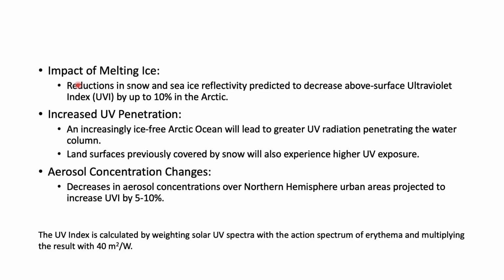What is the impact on the Arctic region? The impact on melting ice: the reduction in snow and sea ice reflectivity is predicted to increase the surface ultraviolet index by up to 10% in the Arctic region. This leads to increased UV penetration, that is, the increasingly ice-free Arctic Ocean will lead to greater UV radiation penetrating the water column, which will affect basically the phytoplankton living in that ocean. The land surfaces previously covered by snow will also experience higher UV exposure.